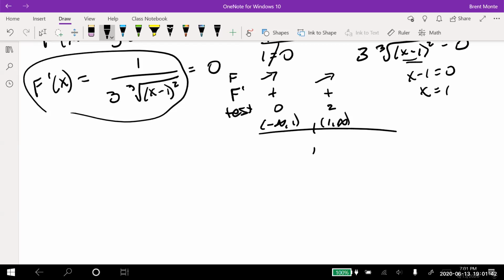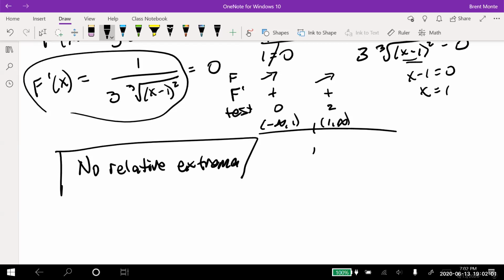That's not a maximum because it kept going up. It's not a minimum because it never went down. Doesn't have any relative extrema. No relative extrema. Because notice it went from increasing and kept increasing.